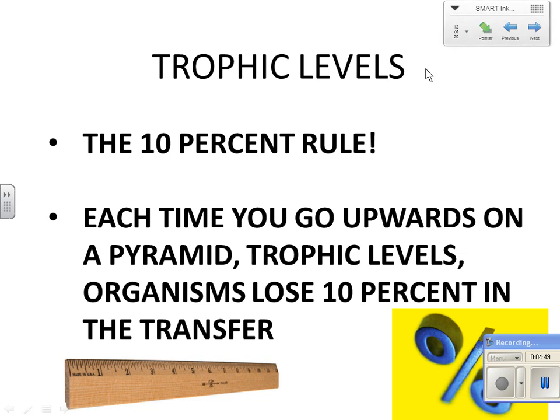The trophic levels follow the 10% rule. Each time you go upwards on a pyramid of trophic levels, organisms lose 10% in the transfer.